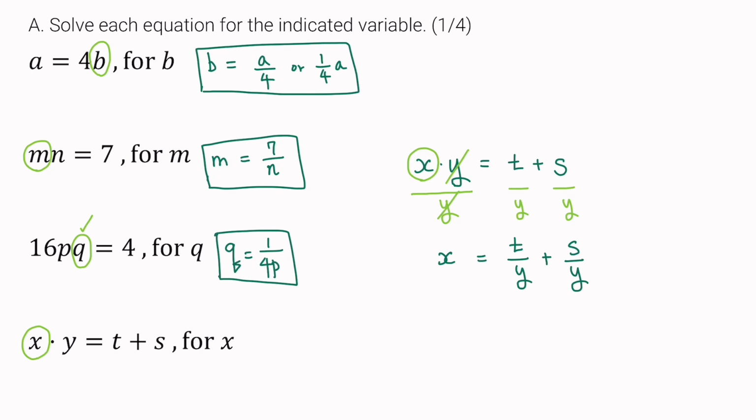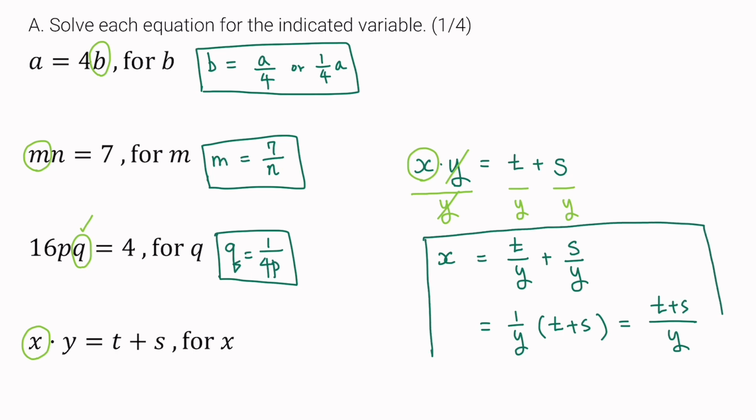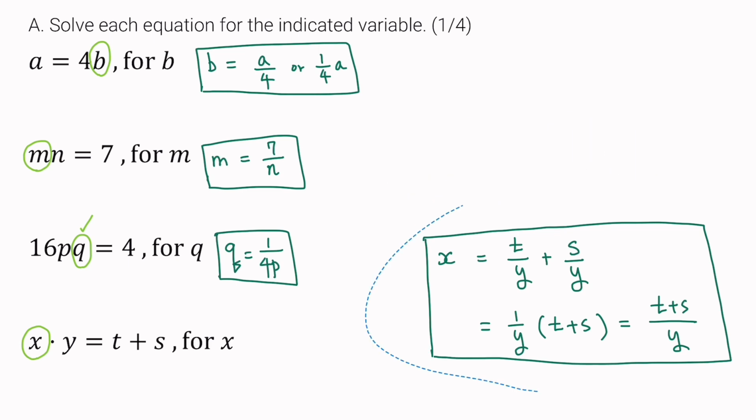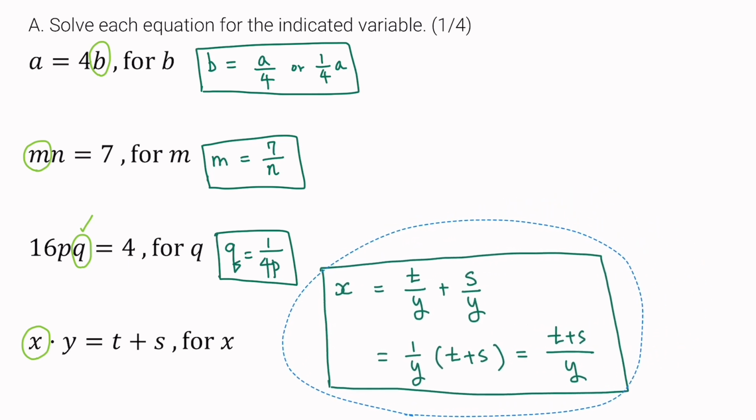Or we can also express this like this. You can factor out 1 over y and have t plus s, or you can rewrite this as t plus s over y. So all of these expressions are correct, so I am going to include all three expressions as my final answer for this last question on this page. Oopsie, sorry. There you go.